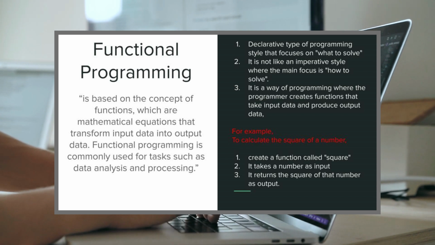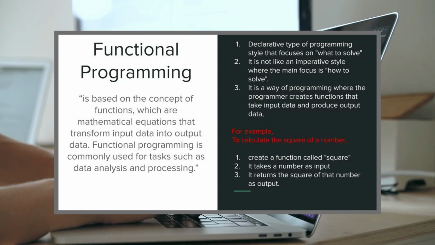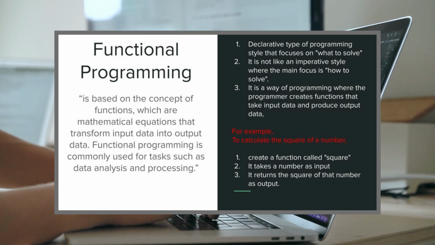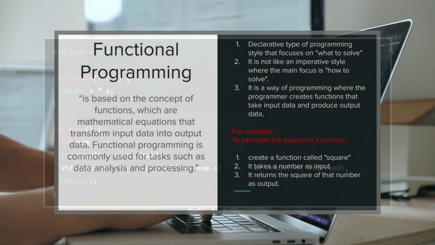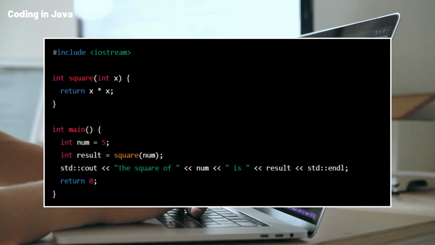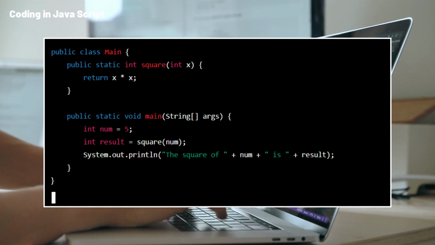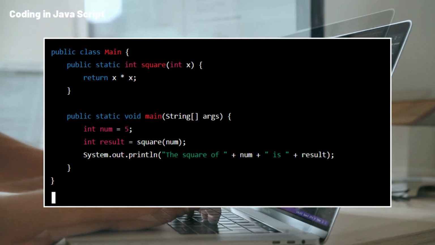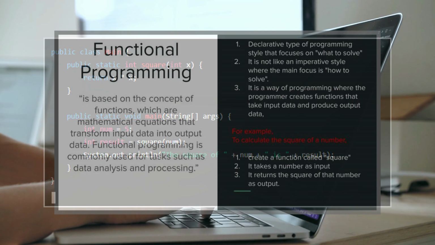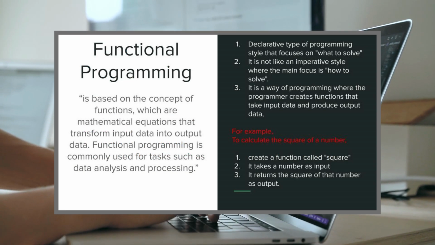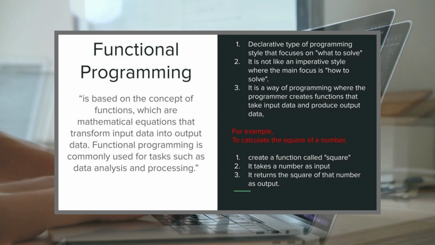In other words, it is a way of programming where the programmer creates functions that take input data and produce output data without changing the input data. For example, if you want to calculate the square of a number, you would create a function called square that takes a number as input and returns the square of that number as output. Functional programming is used in many day-to-day applications such as data analysis and processing.